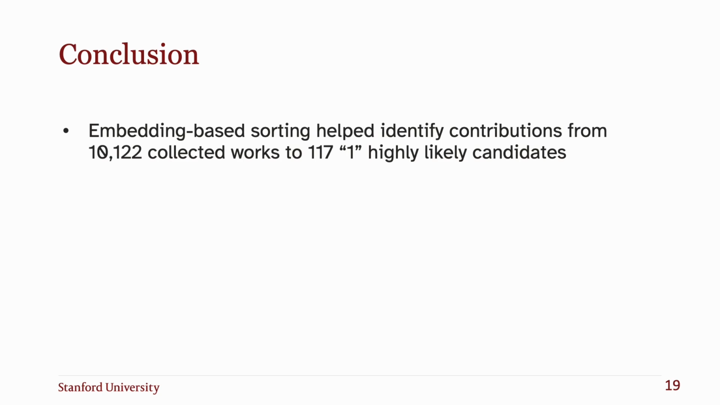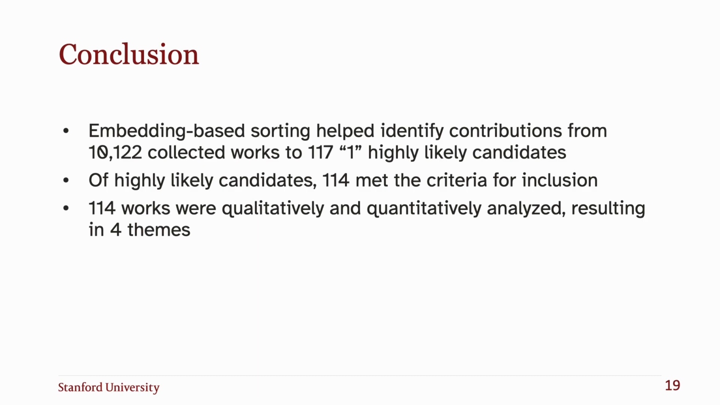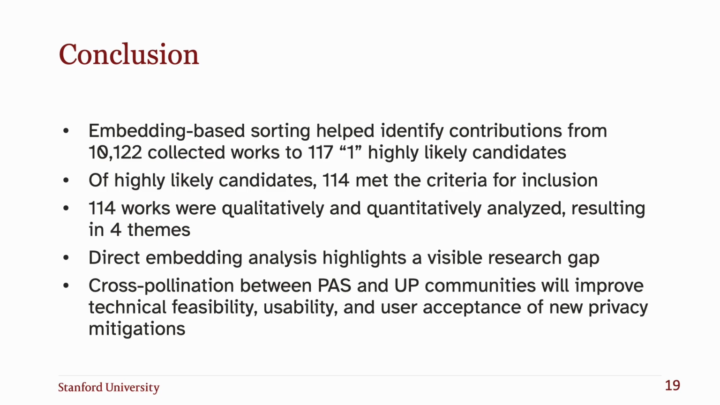To conclude, we used an embedding-based sorting approach to sift through over 10,000 collected works, narrowing them down to 117 highly relevant candidates. Out of those, 114 met our inclusion criteria and were fully analyzed. Through qualitative and quantitative analyses of those 114 works, we identified 4 key themes that highlight methodological and conceptual divides in the field. We also used direct embedding analysis to visualize this gap, showing how little overlap there is between core privacy-aware sensing and usable privacy contributions. Our central takeaway is that greater cross-pollination between these communities is not just possible, it's necessary. Bringing together usability, technical feasibility, and privacy protections will lead to more robust and adoptable sensing systems.